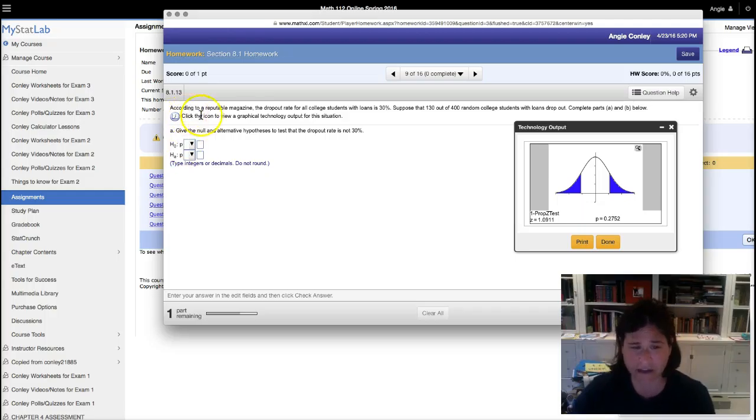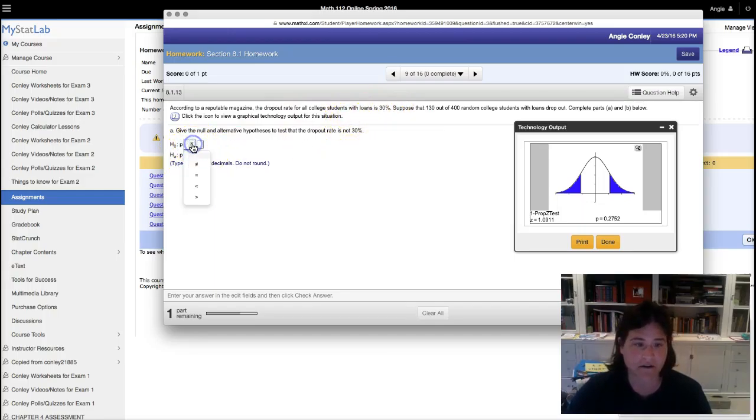And how do we know that? Well, our variable is the dropout rate for all college students with loans. And there's the 30%. So we know we're dealing with a proportion. You either drop out or you don't. So that's the clue that our parameter is p.